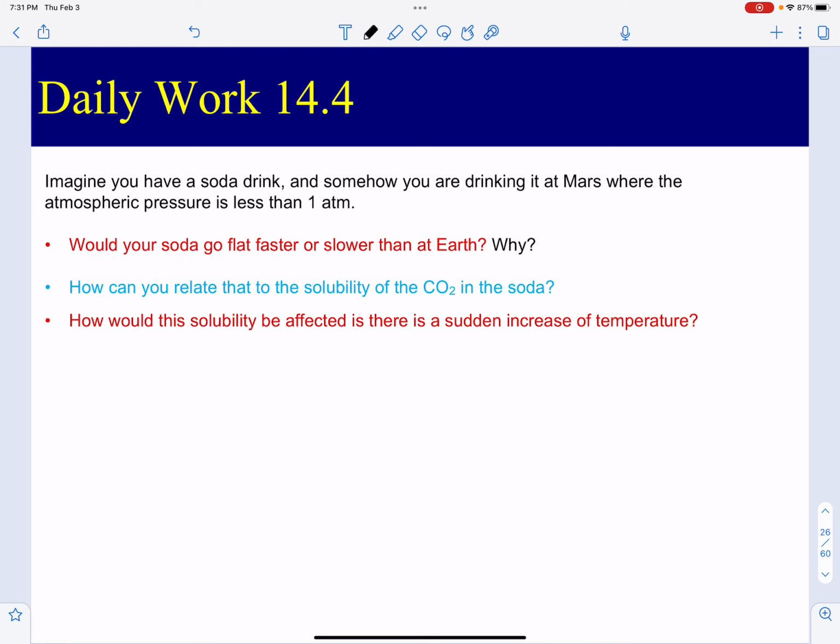So going flat means that gas molecules are escaping from the solution. How can you relate that to the solubility of CO2 in the soda? That's what you are doing. How will this solubility be affected if there is a sudden increase of temperature? And that's the new material now.